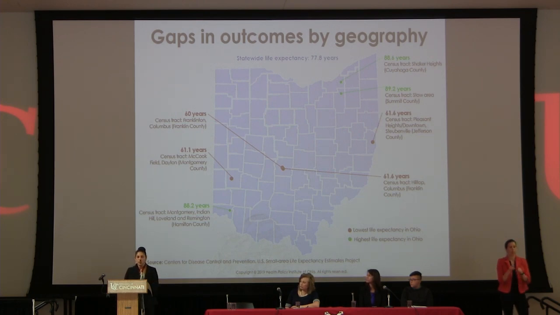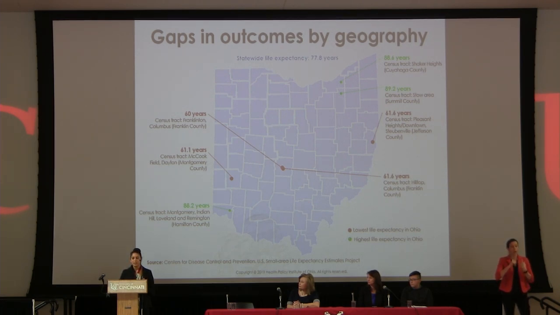We also note that across our state, it matters where you live. There is a gap of almost 30 years, 29 years in life expectancy at birth, depending on where you live in Ohio, ranging from a low of 60 years in a census tract in the Franklinton neighborhood in Franklin County, all the way to a high of a little over 89 years in the Stow area of Summit County. So you can be living in the same county in Ohio, maybe even in the same city, the same neighborhood, and have vast differences in your life expectancy at birth.